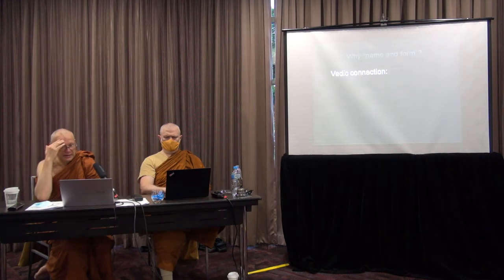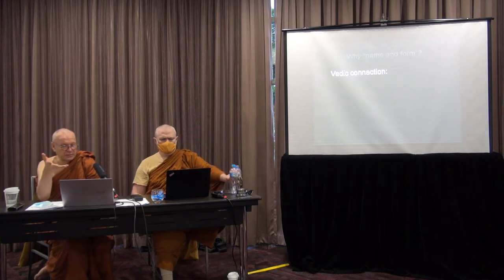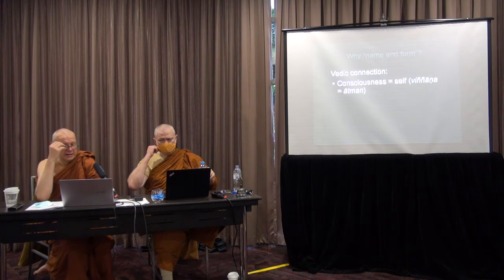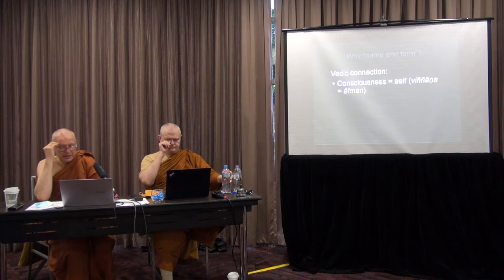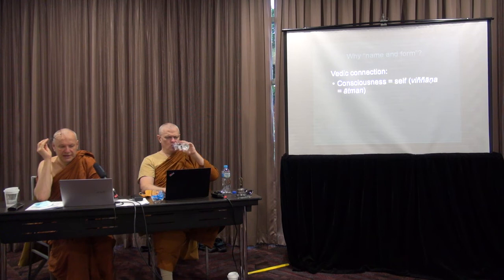So why name and form? And this is what Ajahn Sujato was talking about just before, the Vedic connection. So in the Vedic connection, you have consciousness, which is sometimes regarded as the self. And it is one of the most natural places to find the self. You know why that is? Why do you think consciousness is the most natural place to have the sense of self?